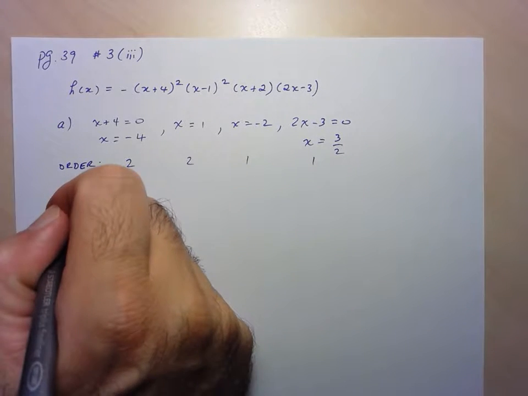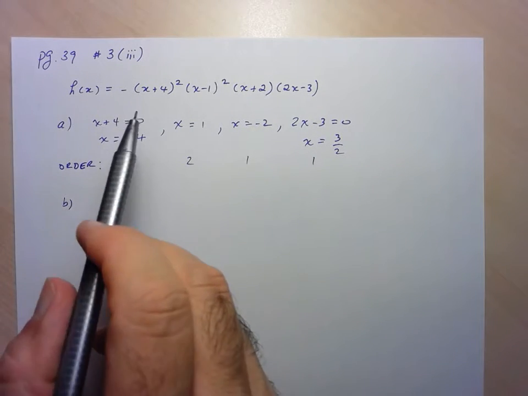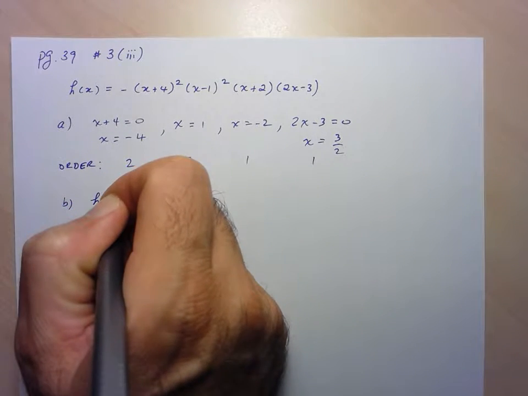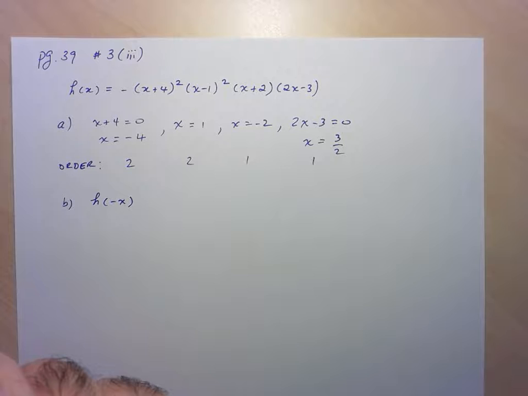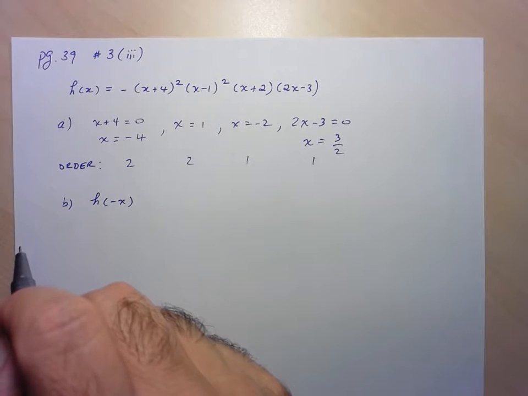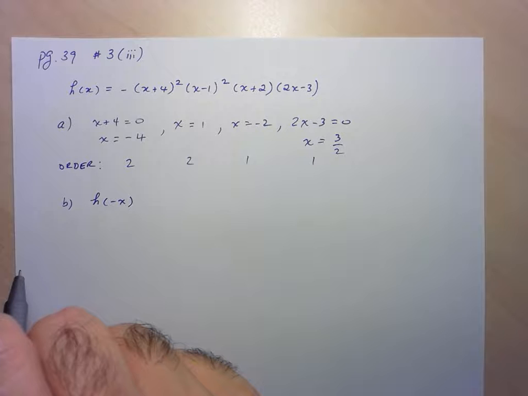Part B asks us to determine whether the function is even or odd. Since we want to determine it for all possible values, we can't work with any specific values. So what we have to do is figure out what h at minus x can be written as, and if it's exactly the same as h at x, then we know that the function is even, and if it's exactly the negative of h at x, then we know that it's going to be odd.